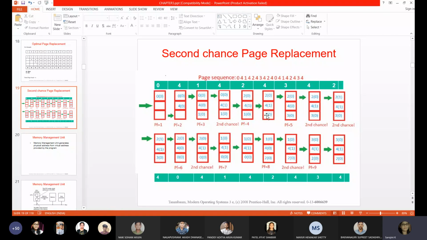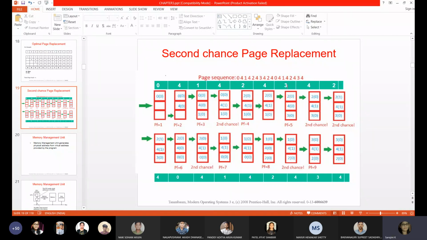This is because of what? The newly arrived page, reference bit. This newly arrived page already there in the main memory. So it is page hit, right? So during the page hit, if that victim page reference bit is zero, it will be changed. But here it is one, so it will be retained as it is. Okay. Now this is the status of the main memory.